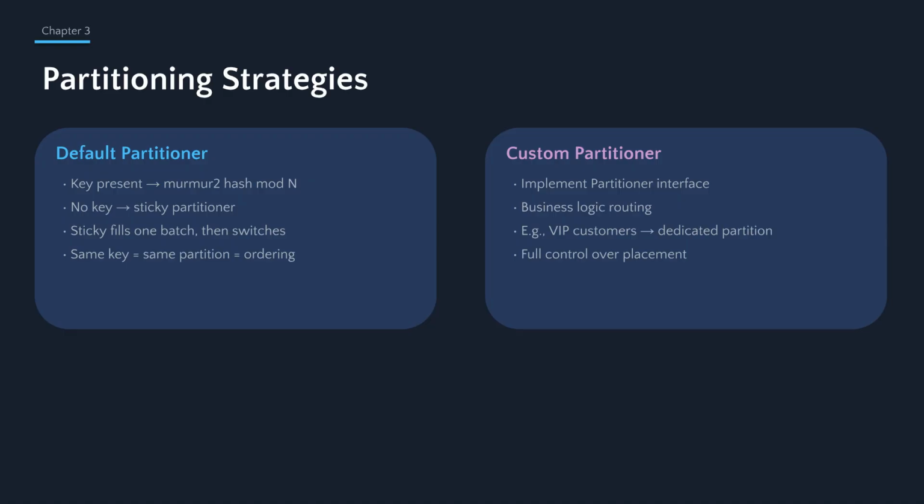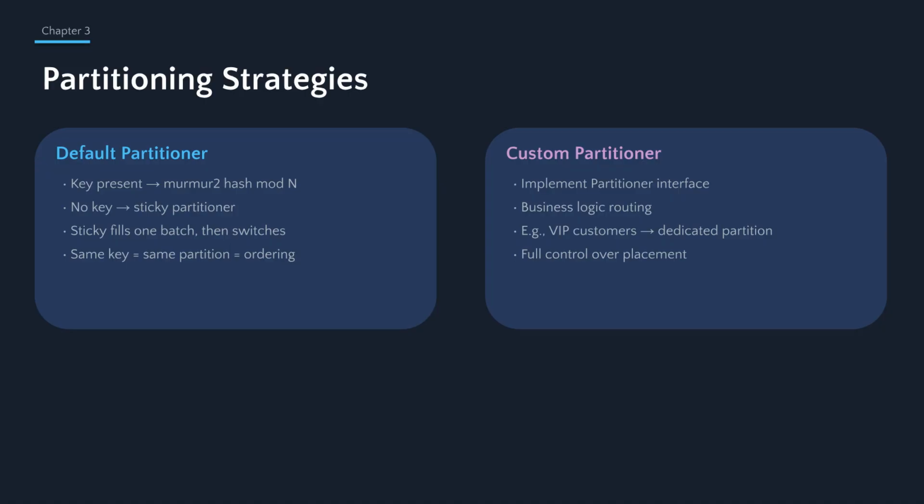The partitioner decides where each message goes. The default partitioner: if a key is present, it hashes the key with murmur2 and mods by partition count. Same key always goes to the same partition, giving you ordering guarantees. No key? The sticky partitioner fills 1 batch for a random partition, then switches. This produces larger, more efficient batches.